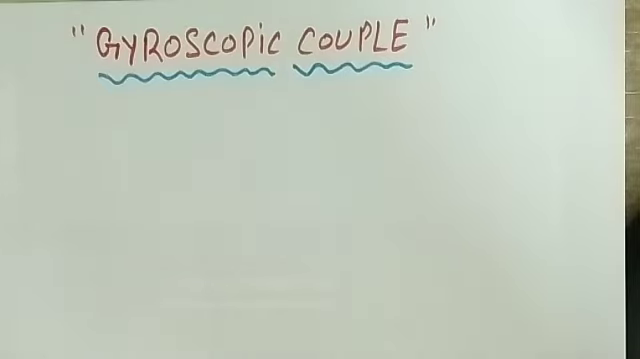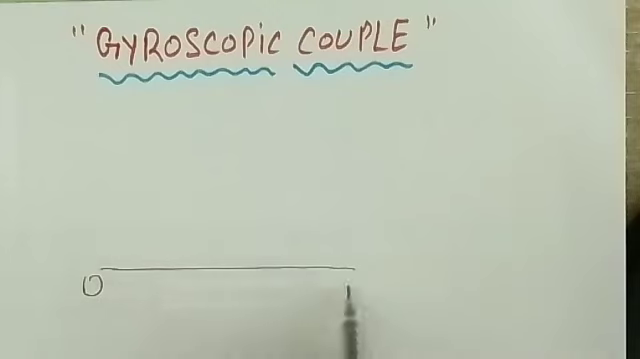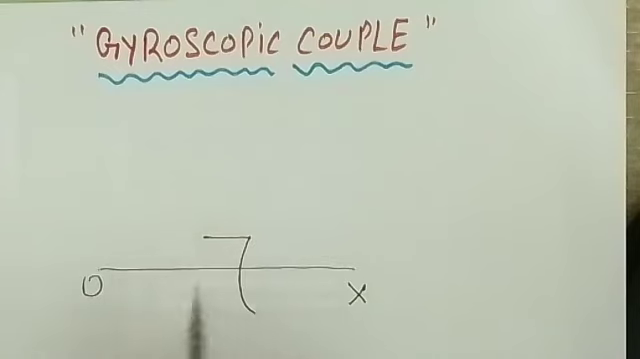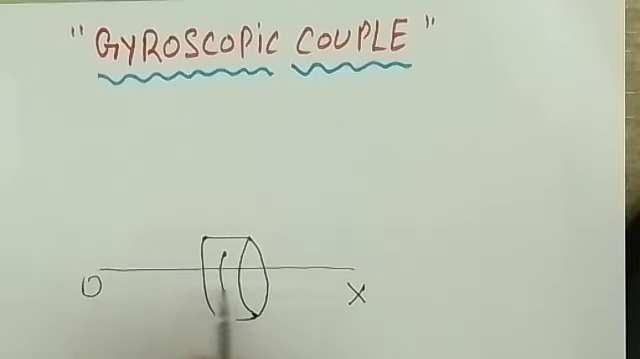In this video, we are going to discuss the gyroscopic couple. So let's say you have one disc. The disc is rotating on an axis OX with an angular velocity of omega, and it is rotating in the anti-clockwise direction. I have drawn one axis OX, and on that axis we are using one disc. So this disc is rotating with an angular velocity of omega.